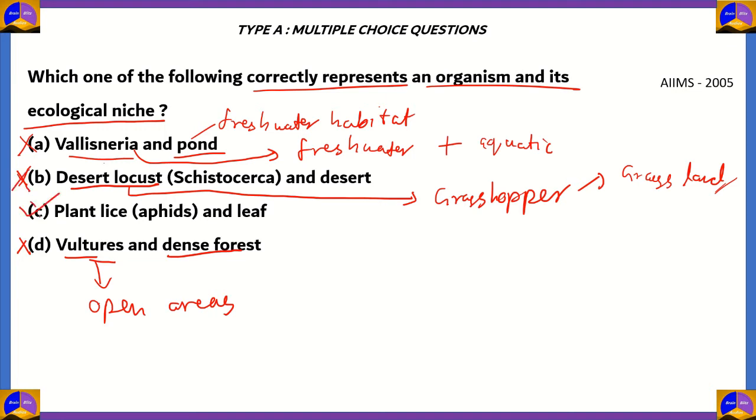The right answer is option C, plant lice or aphids and leaf. So aphids feed on the leaf. They are borers. They bore into the leaf and suck out the juice and leave the leaf damaged. So therefore these are pests on the leaf, and so therefore option C, plant lice and leaf, is the correct option.